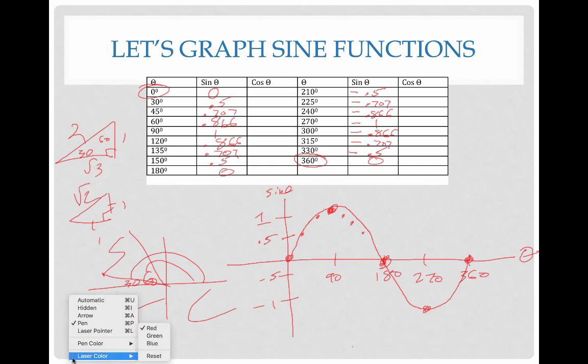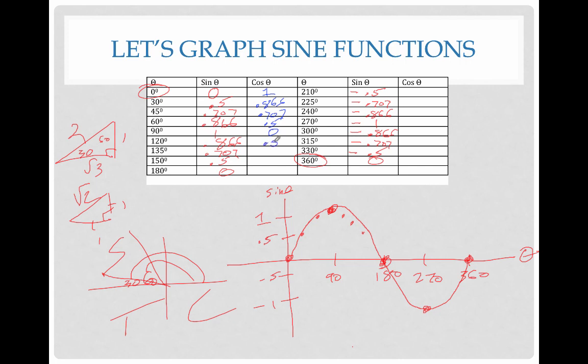Okay. Now I'm going to change my pen color, and I'm going to go with blue, and we're going to do cosine. So if we go back to our calculator, if you type cosine and look at your table, you get 1, and then I get cosine of 30. That's square root 3 over 2, 0.866. And 45, that's where sine and cosine are the same. And 60 is actually 0.5. So the cosine of 60, 1 over 2. 90 is 0, cosine of 90.